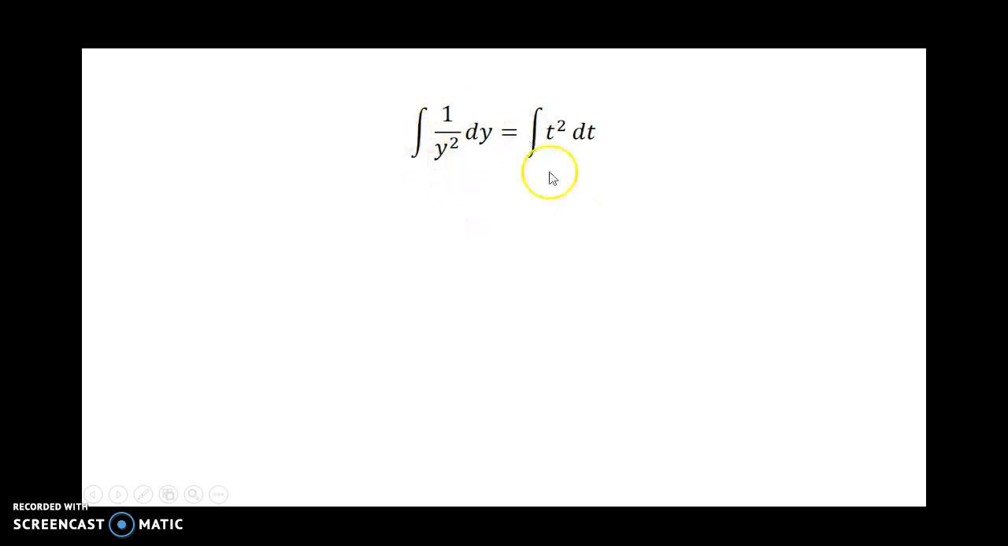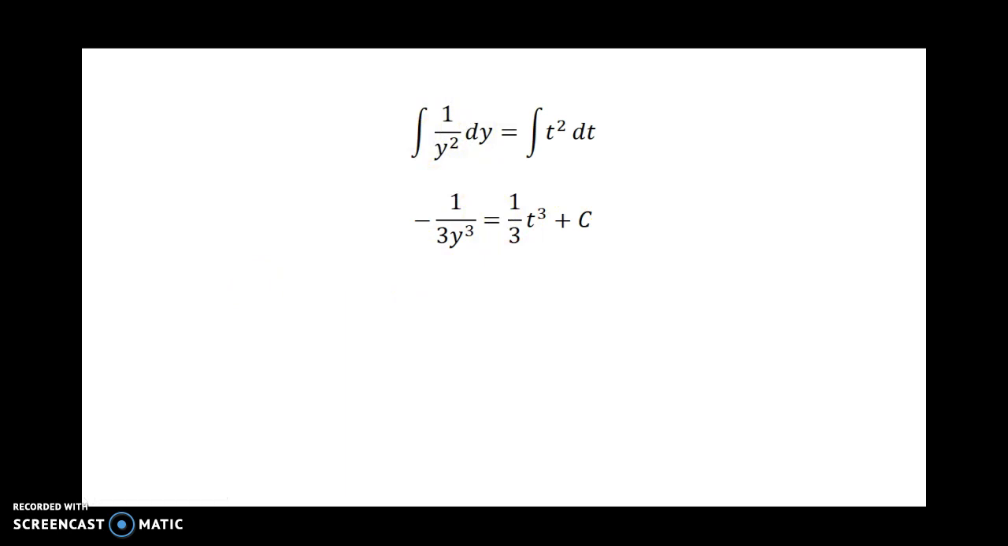Now we can compute our integrals using some technology. We find that the integral of 1 over y squared is negative 1 over y, and the integral of t squared is 1/3 t cubed plus c. Let's just check our work. If we take the derivatives, we should get t squared. We do: 1/3 t cubed has derivative 1/3 times 3t squared, plus c, whose derivative is 0. We can just double check that that works out.